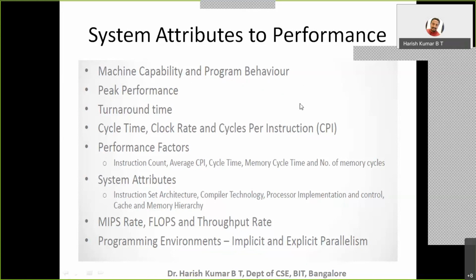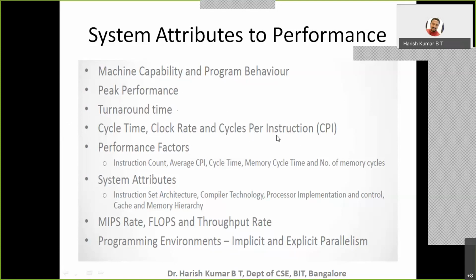When I finally sum all these times, the time I get should be very low. If the turnaround time is very low, then I say the performance of the system is very good. If the turnaround time is very high, then I say the performance of the system is very bad. So this turnaround time, to some extent, can be used as a metric to say whether the system is good or bad. Apart from that, there is something called cycle time, clock rate, and cycles per instruction.